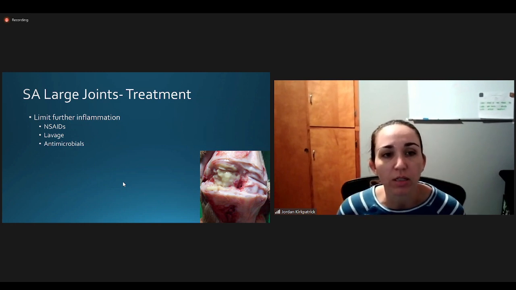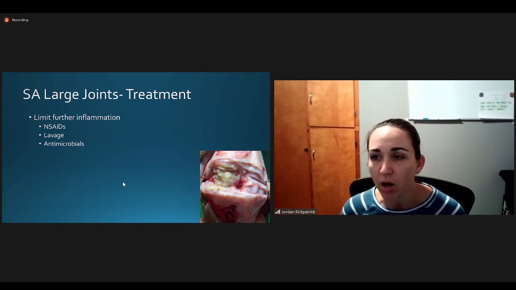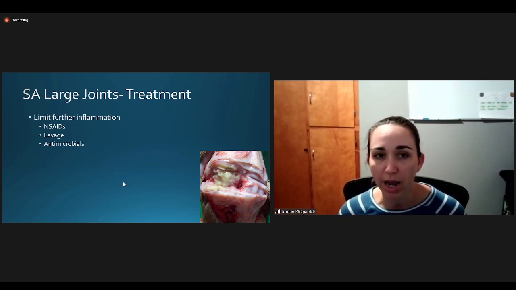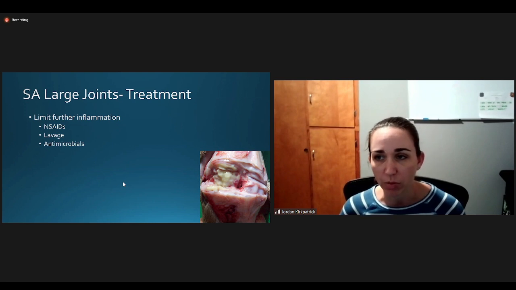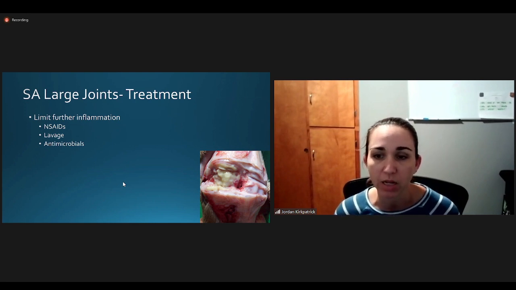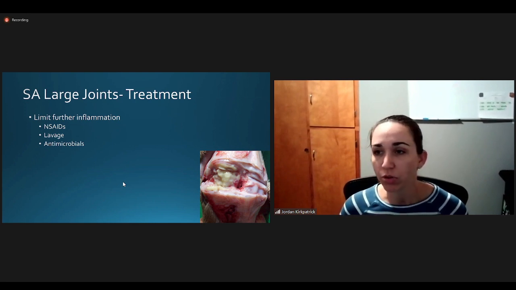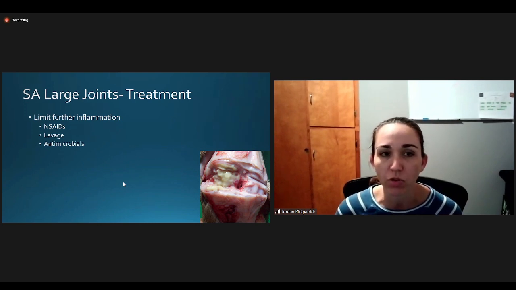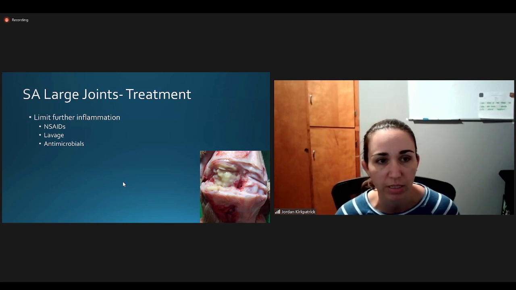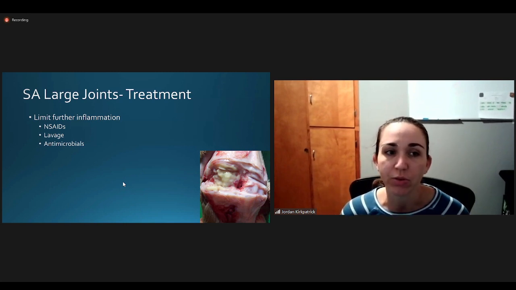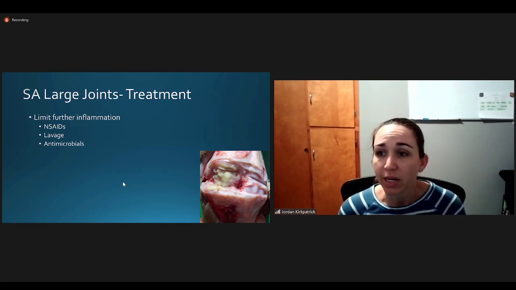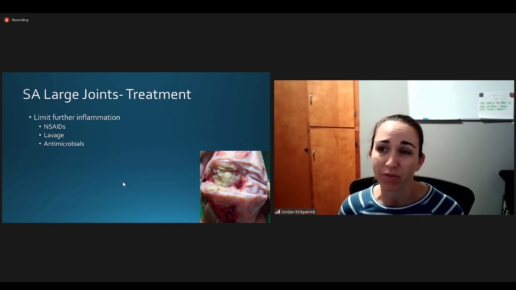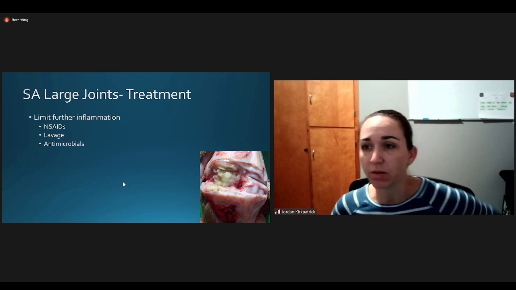You also want to try to limit further inflammation, so putting them on NSAIDs. In the United States, we have FARAD, which regulates what medications we can give food animal species. So phenylbutazone or bute is something we use a lot in horses, but it actually cannot be used in food animal or production animal species. So we can only use Banamine or meloxicam. Those are the only legal drugs that we can use because the other ones have residues that can affect people or that can be in the meat that we eat.